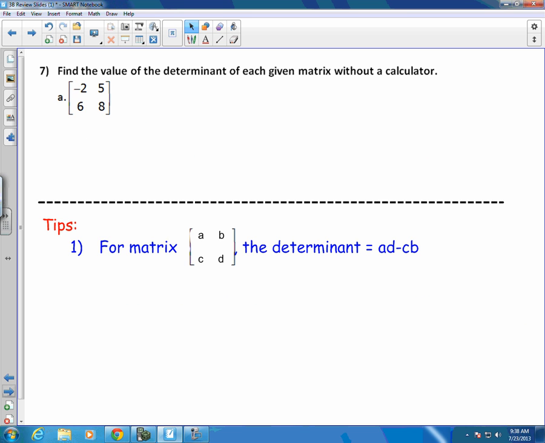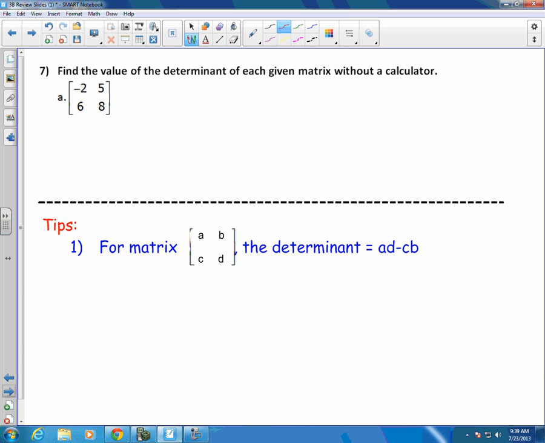The next one I want to look at is 7. And for this, it says find the value of the determinant without a calculator. That's very important. There are going to be questions on this test that you need to know how to do without a calculator. And you're like, well, I have my calculator. I know how I can use it. Well, there's ways to kind of ask you questions that you don't have the ability to use your calculator on.